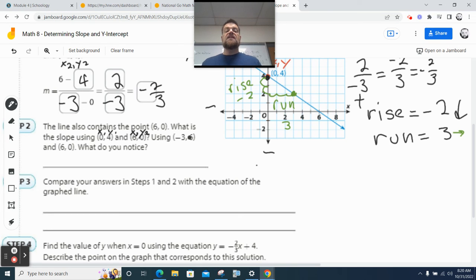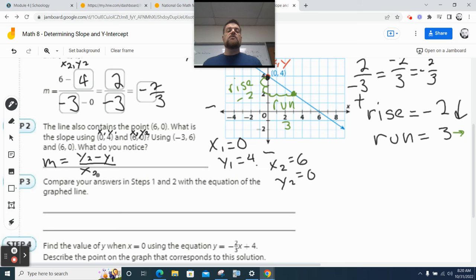So just so you can see what I'm saying, what is x sub 1? 0. Good. What is y sub 1? 4. Now using this new coordinate, what's x sub 2? 6. Good. And then y sub 2? 0. Good. So now remember that the slope is equal to y sub 2 minus y sub 1 all over x sub 2 minus x sub 1.